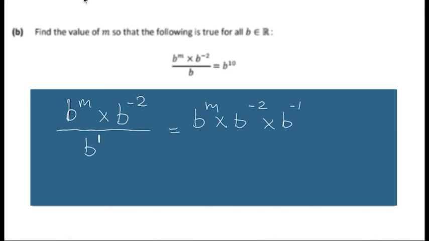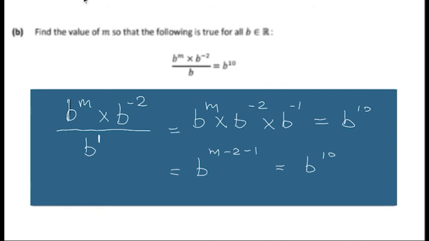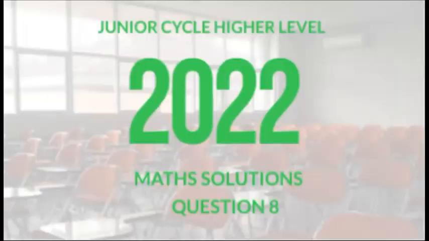So let's combine it all together. Therefore, we will have m minus 2 minus 1, so b to the power of m minus 2 minus 1. And you can see we're using this rule again, where we have the powers in series. And that's equal to b to the power of 10. So let's solve. We get b to the power of m minus 3. So m minus 3 is this value up here, and we can compare it to the 10 over here. That's equal to 10. Bring your 3 across, and therefore m is equal to 13. And that's our answer.